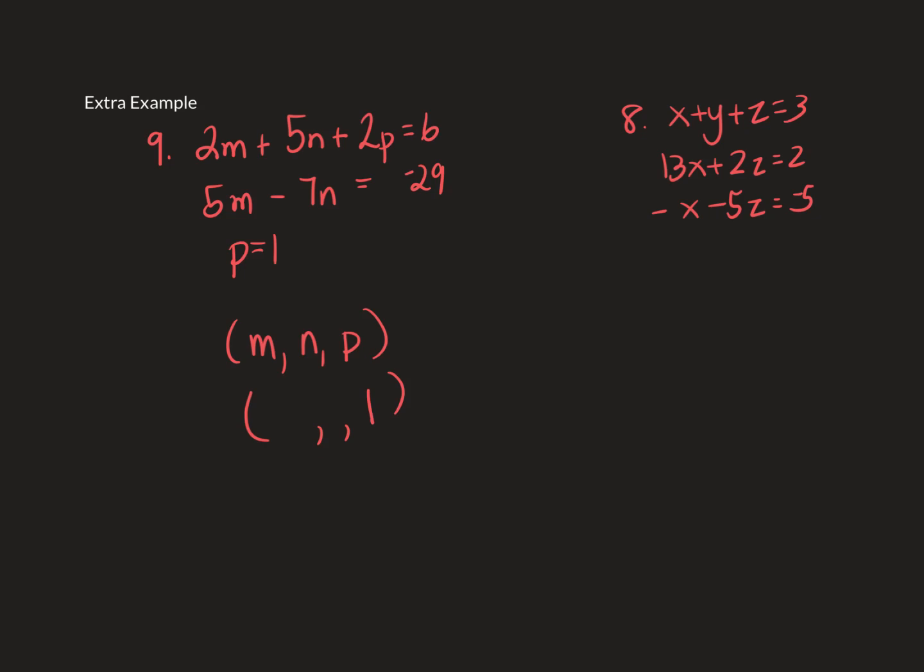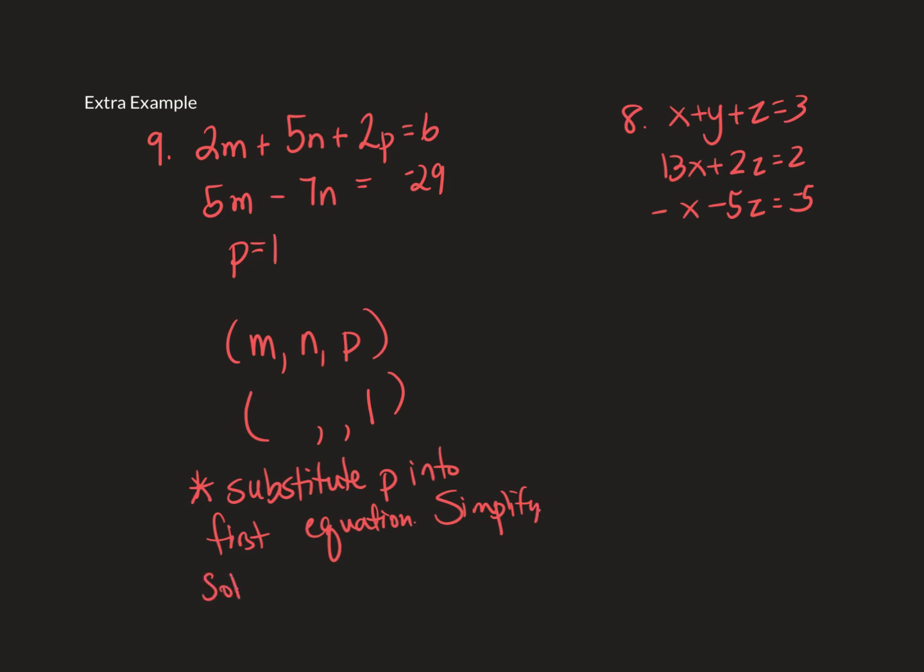So write yourself a note: substitute P into first equation and simplify, and then solve the system of 2 equations. That will give you your 2 that you're missing.